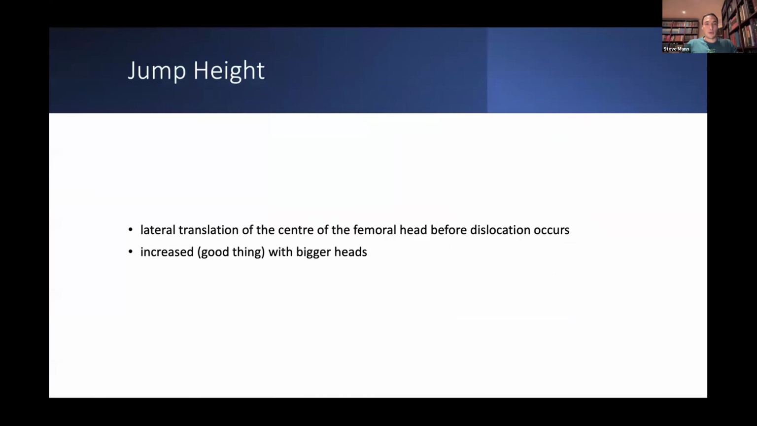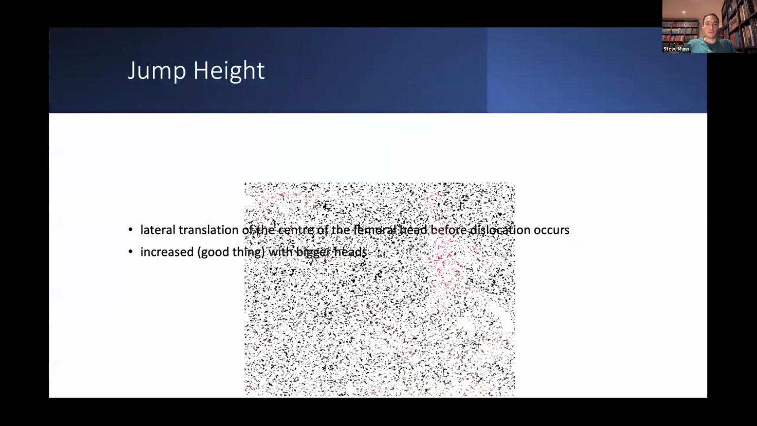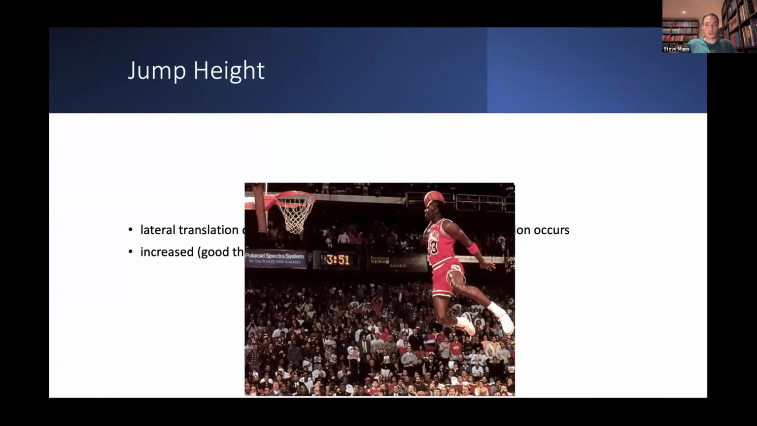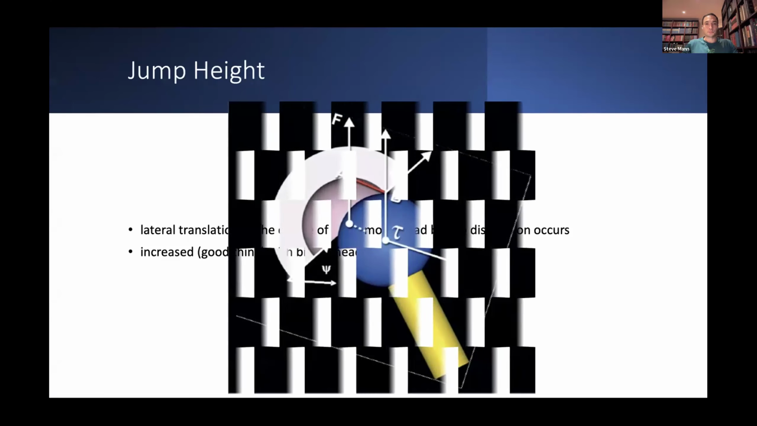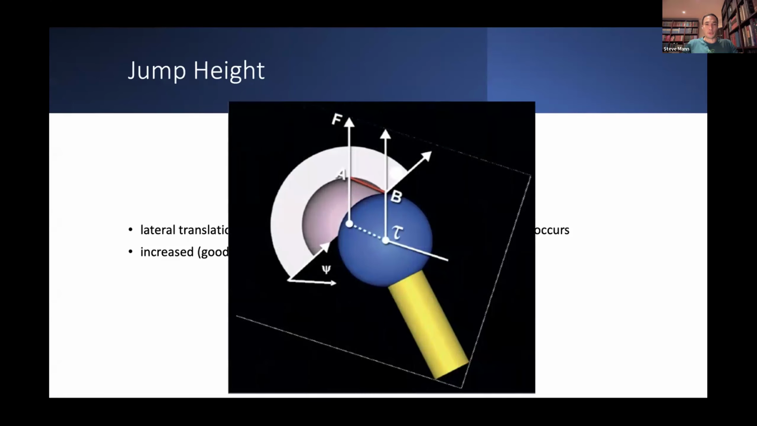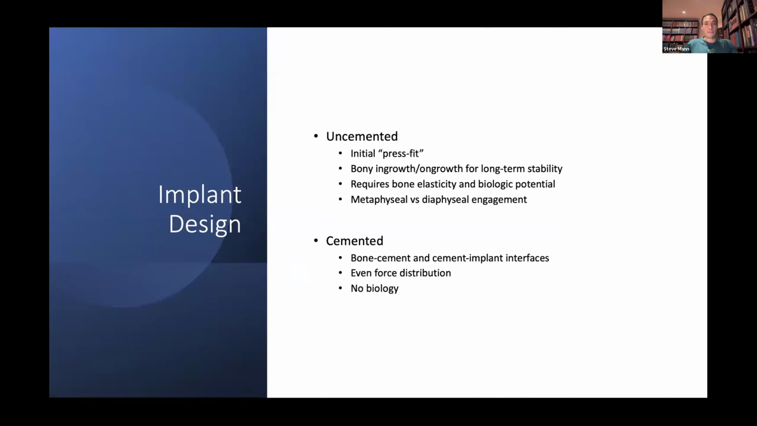The other thing is that you have something called a larger jump distance, and that's the translation of the femoral head. There's a picture of Michael Jordan for those of you who are old enough to remember him. He had great jump distance. But essentially, that jump distance is equivalent to the radius of the femoral head. And so the larger the head, the larger the radius, the further it has to travel before it will pop out of your acetabular component. And there's a more technical picture showing that.